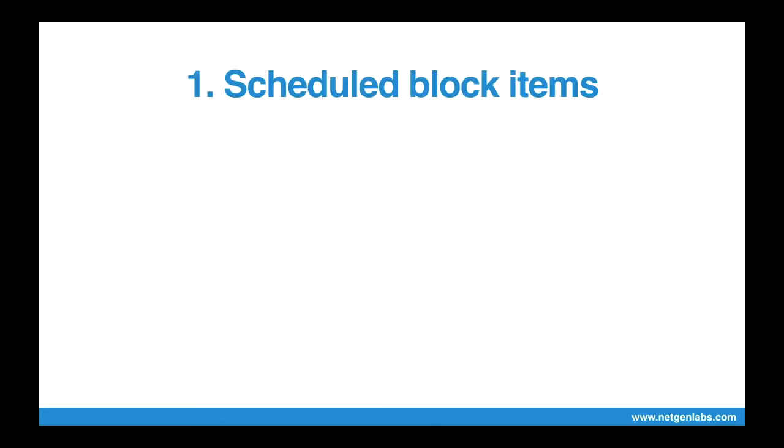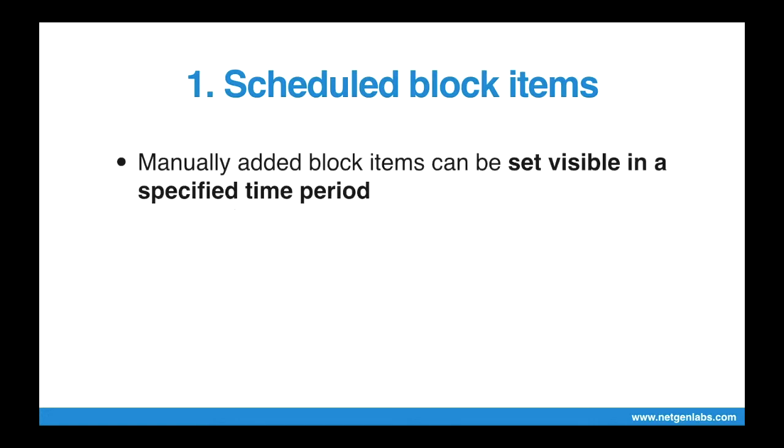So let's check out what is this thing we call scheduled block items. The block item itself is about a piece of content coming from a CMS, or maybe a product from an e-commerce system, that you place into a block. So this is an entity we have. And the idea now is that we can manually set a time period when this block item is visible. So that's one of the most important improvements with it.